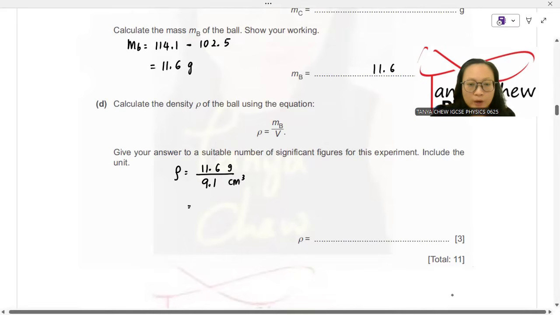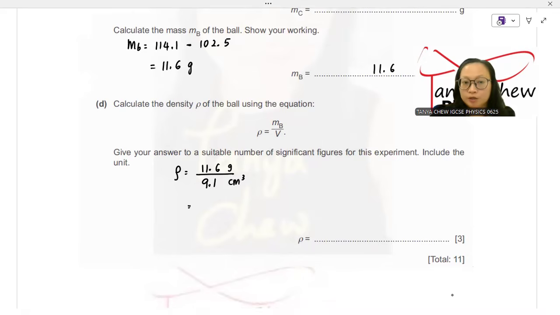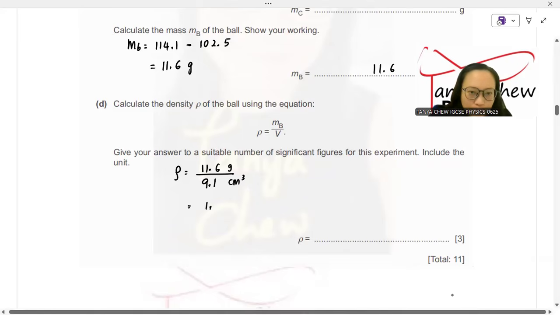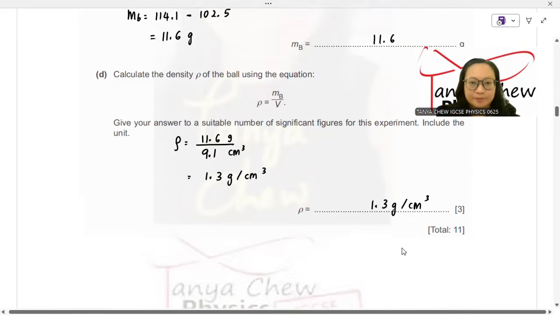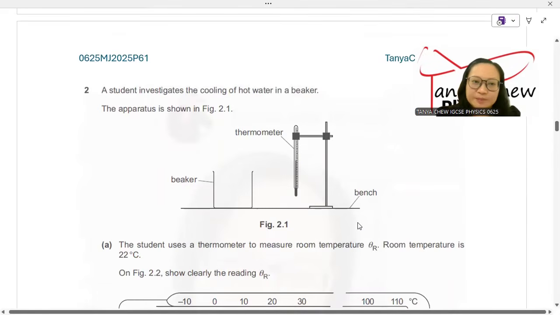Since 9.1 has two significant figures, I'm going to follow that. Since 11.6 has three significant figures, you can choose to put rho as 2 to 3 significant figures. So I'm going to put it as two significant figures, which is 1.3 gram per cm cube. You definitely can put it as three significant figures, which is 1.28 gram per cm cube. Now, question number 2.